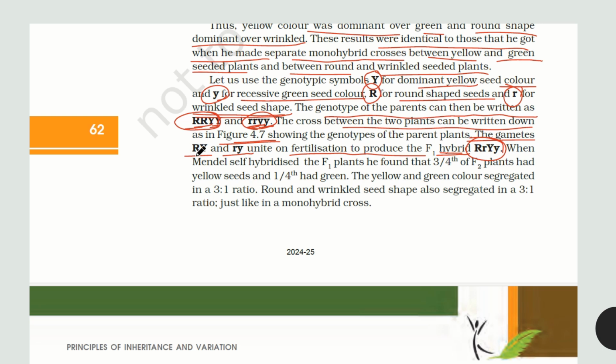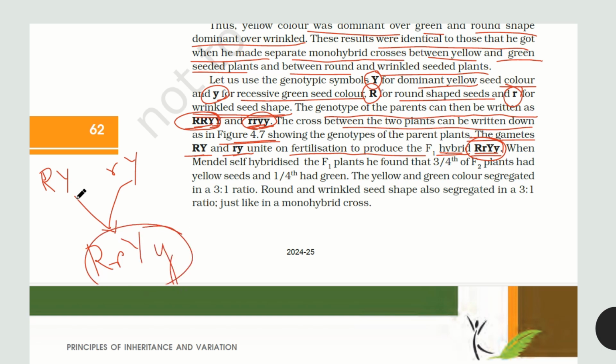Okay, so RRYY and rryy are being crossed, being fertilized to produce the F1 hybrid. When these are crossed, they give you the F1 hybrid of RrYy. So is it clear? They are giving you an F1 hybrid of RrYy.